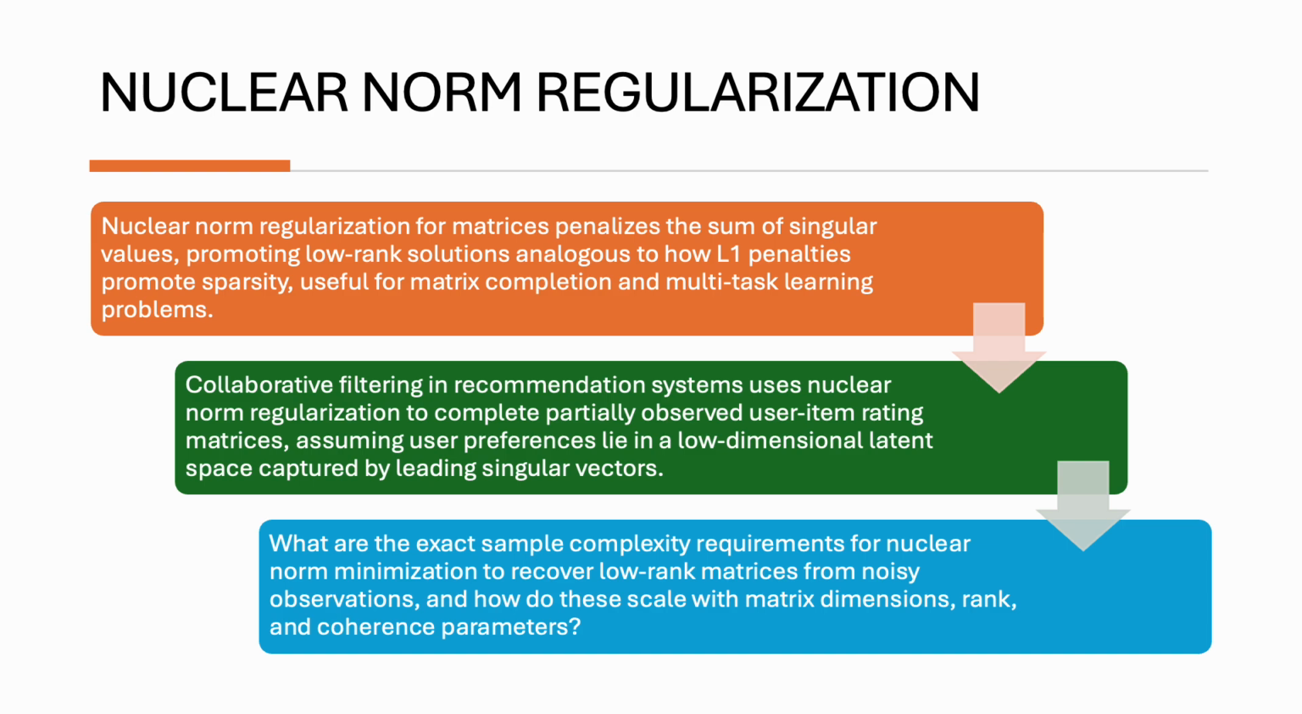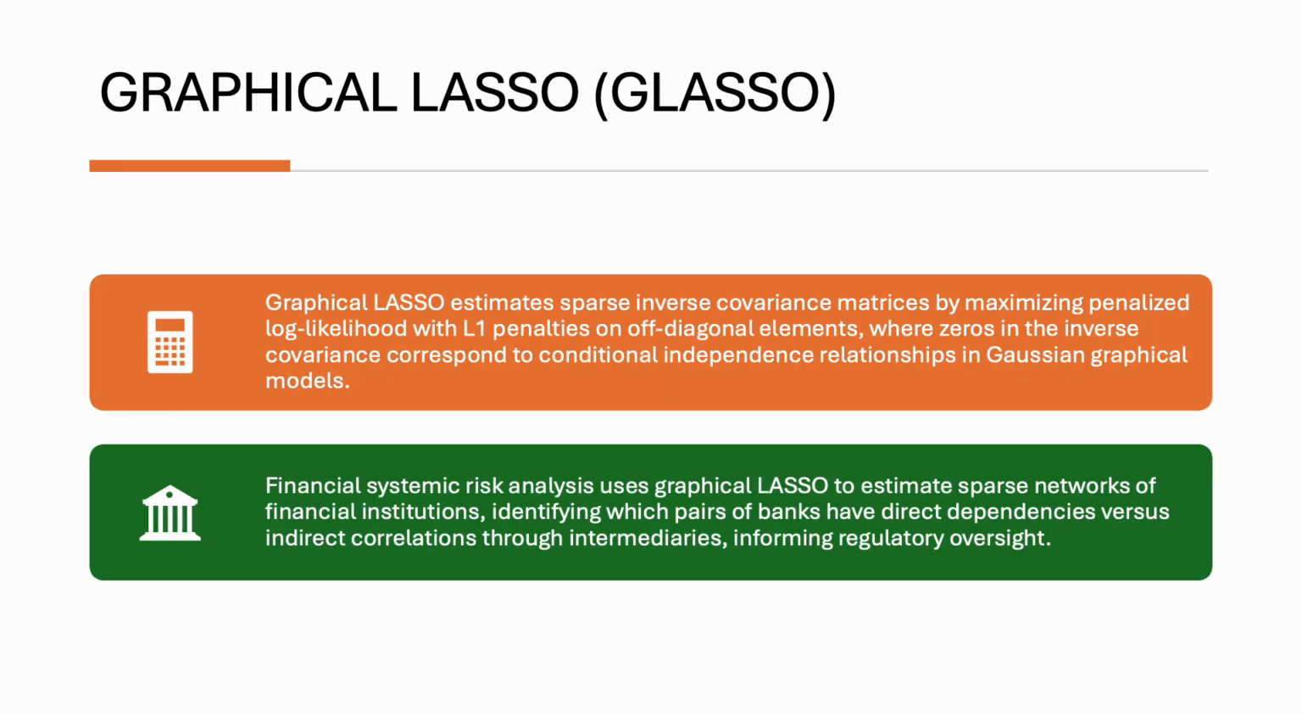Here's a research question for you to ponder upon. What are the exact sample complexity requirements for nuclear norm minimization to recover low rank matrices from noisy observations, and how do these scale with matrix dimensions, rank, and coherence parameters? So think about it and conduct a research.